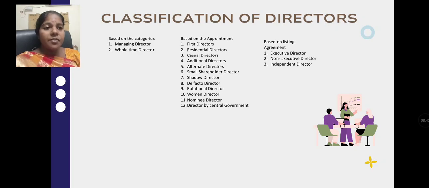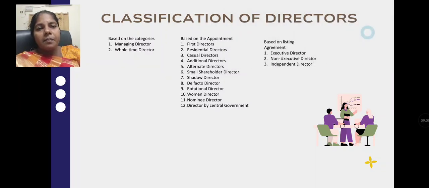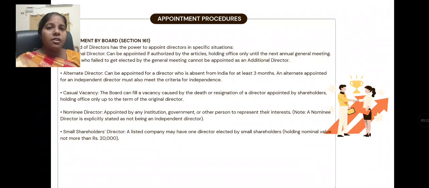Then the third major classification here is based on the listing agreement. Based on the listing agreement, directors are classified into executive director, non-executive director, and independent director. An executive director is a managing director as well as a whole-time director. Both are called executive directors. Non-executive directors don't look into the affairs of the company on a day-to-day basis. Independent directors don't have any material benefits from the company, they just act as watchdog in the company. So this is about the classification of directors.